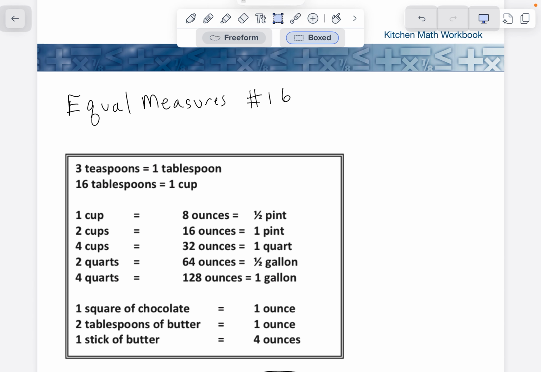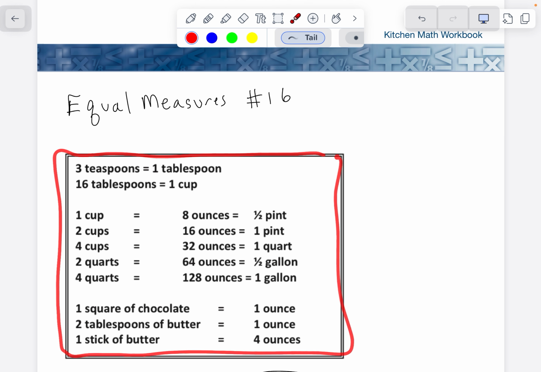And right at the top, Kitchen Math 16 or Equal Measures number 16. And we are going to talk about some of the measurements that you need. So you're going to want to pause the video and write down that chart so that you have it.